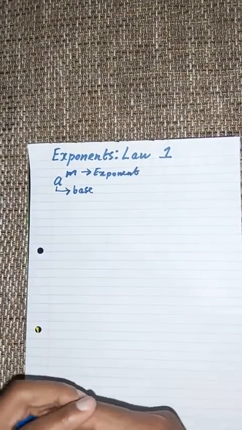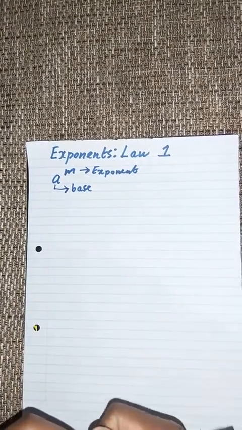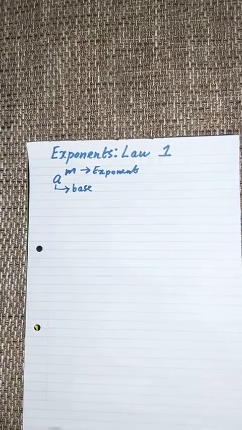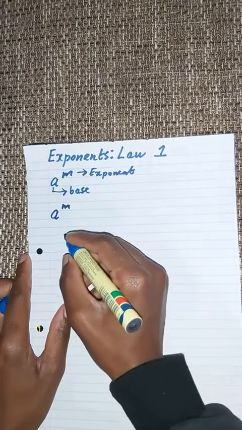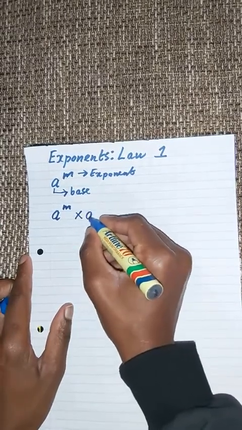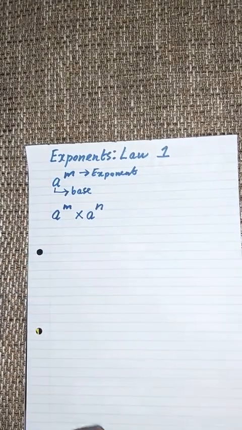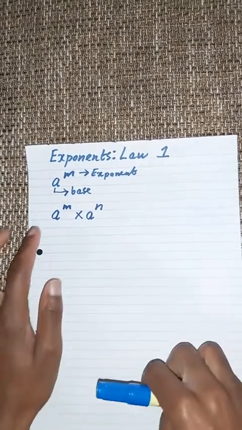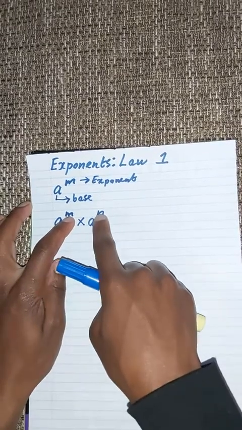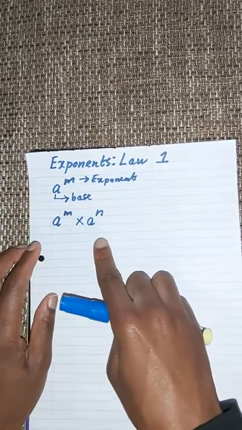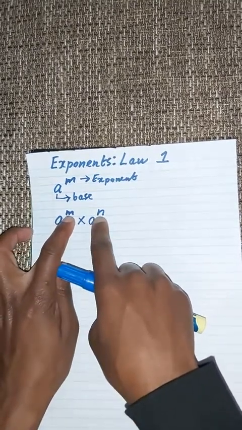All right. So now that we have that out of the way, it's time for us to get into the laws of exponents. And like I've said, I'm going to be explaining law 1 first. If I have a to the power of m multiplied by a to the power of n, law 1 of our laws of exponents says that if I have two similar bases multiplying each other, then my exponents are going to add. I'm going to repeat that. If I have two bases which happen to be the same, then my exponents are going to add.